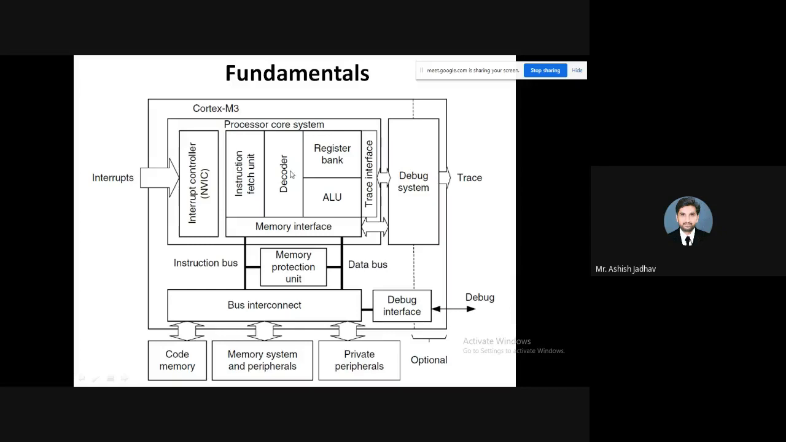I told you, every instruction, when it comes to the processor, will be executed in three cycles. Instruction fetch unit: fetching means getting the code from memory. Whenever you save some program here, it will first be taken into the fetch unit. After fetching that instruction, it will be decoded. That means its mnemonic will be understood by the processor. What action is to be performed will be decided. Decoding means understanding what action is to be performed. And then finally, it will go to the ALU. The ALU performs the final execution.